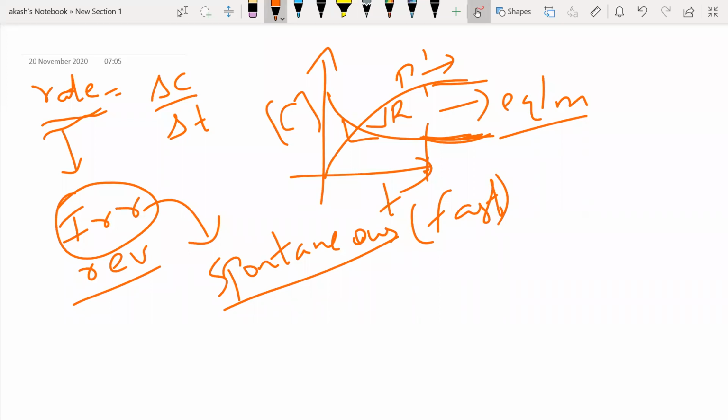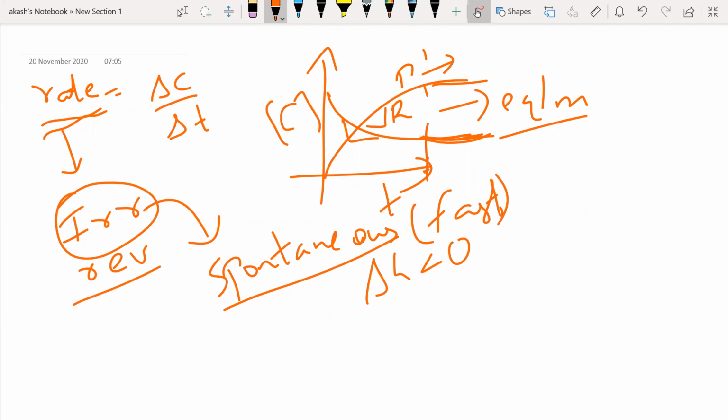Hope you understood my question. I'm asking, thermodynamically, if it's a spontaneous reaction, what is the condition? Del G should be less than 0, right? For a spontaneous reaction, del G should be less than 0. So you have to remember this, people, right?